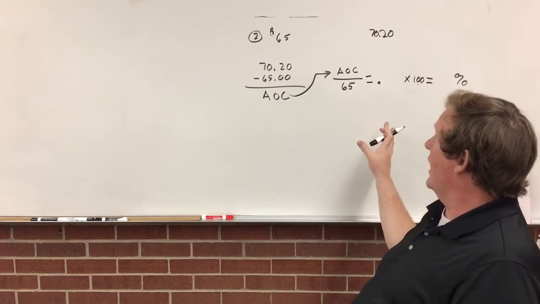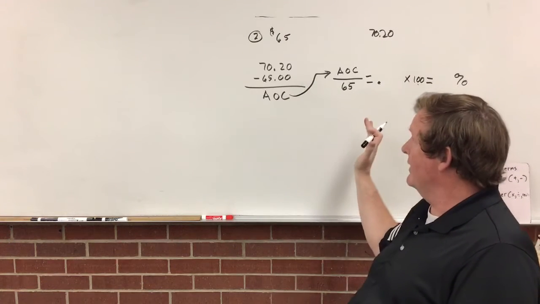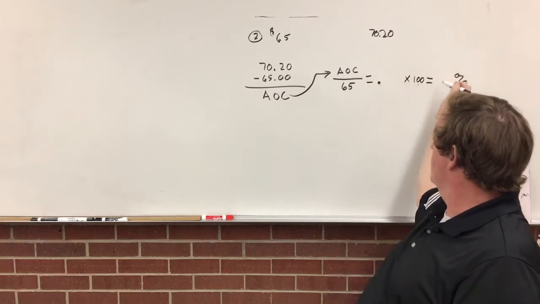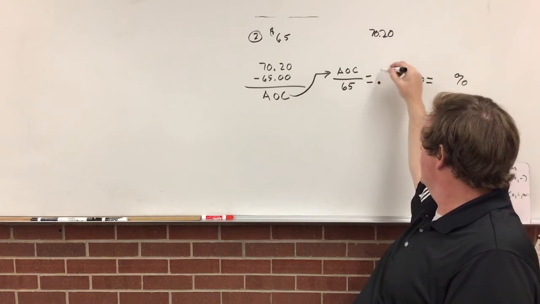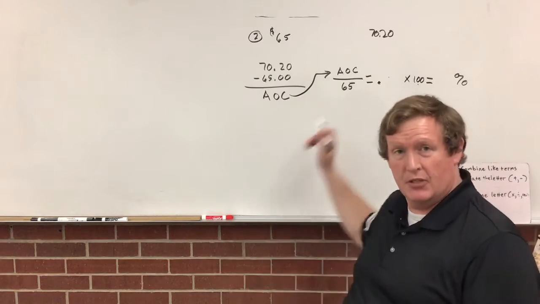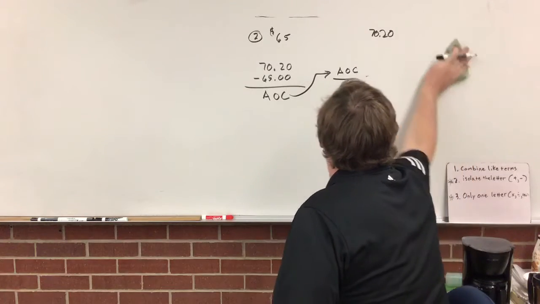Take a look, pause it if you need to, write this down, and then fill in the blanks where the amount of change is. Okay? This answer will go here, that will be multiplied times 100, and that will give us our percent, and you need to put it as a percent. Okay, that's number 2. Going on to number 3.